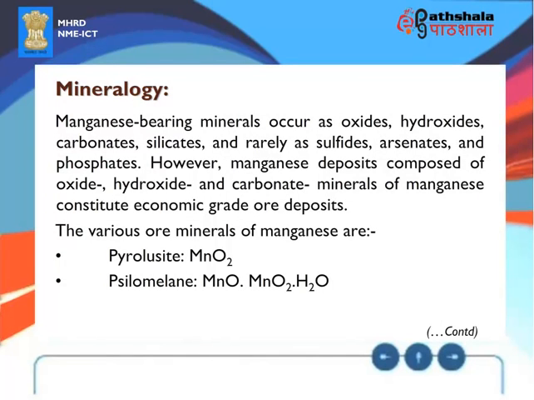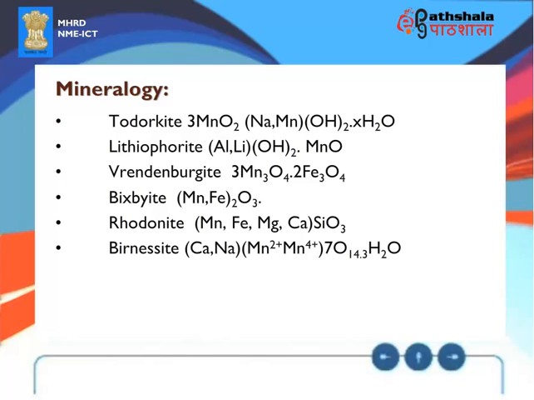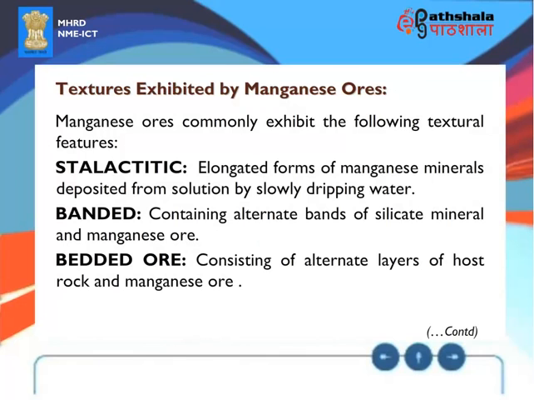Mineralogy. Manganese-bearing minerals occur as oxides, hydroxides, carbonates, silicates, and rarely as sulfides, arsenates, and phosphates. However, manganese deposits composed of oxide, hydroxide, and carbonate minerals of manganese constitute economic grade ore deposits. The various ore minerals of manganese are pyrolusite, psilomelane, manganite, rhodochrosite, braunite, jacobsite, cryptomelane, hollandite, nsutite, bixbyite, todorokite, lithiophorite, rancieite, rhodonite, birnessite. Textures exhibited by manganese ores.